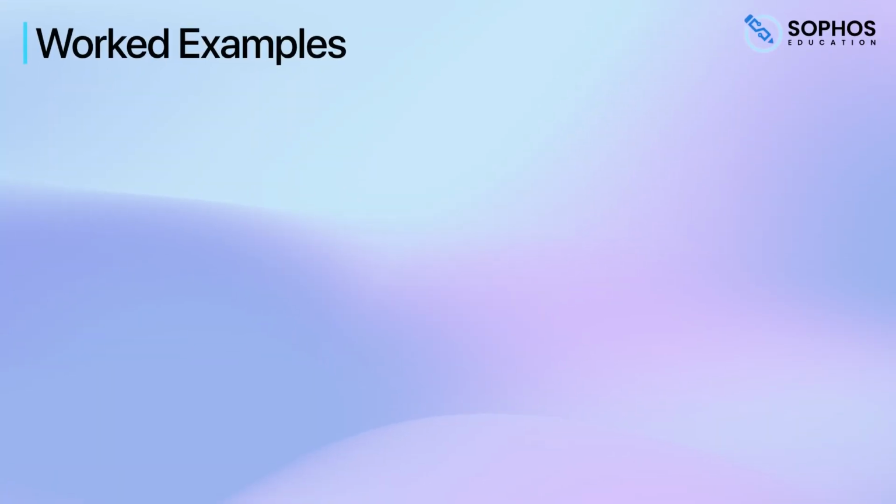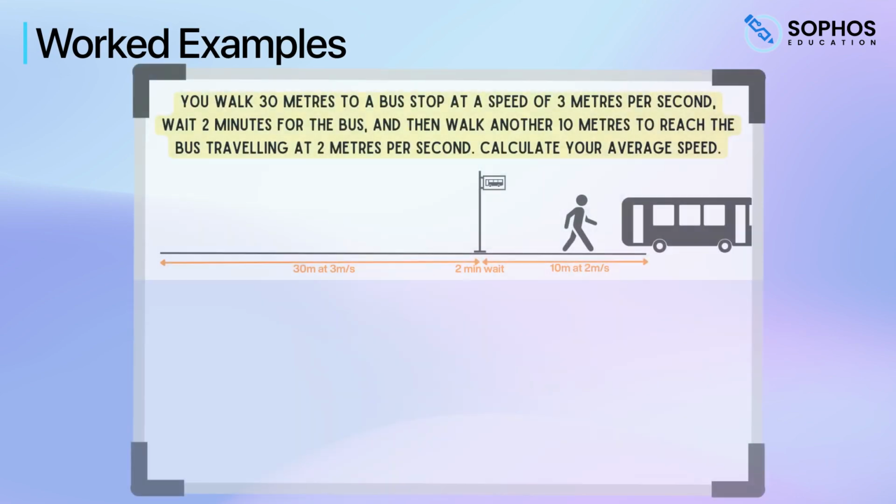Let's apply what we've learned to a few specific problems to consolidate our new knowledge. You walk 30 meters to a bus stop at a speed of 3 meters per second, wait 2 minutes for the bus, and then walk another 10 meters to reach the bus, traveling at 2 meters per second. Let's find your average speed.